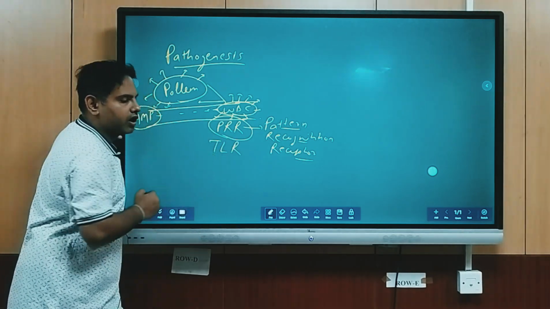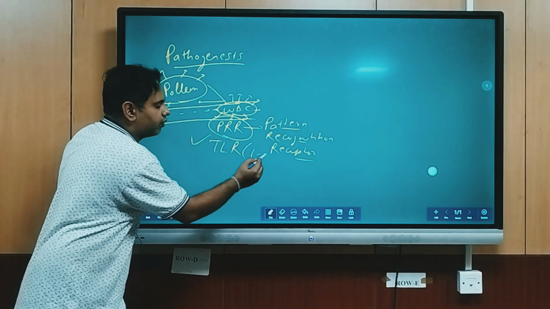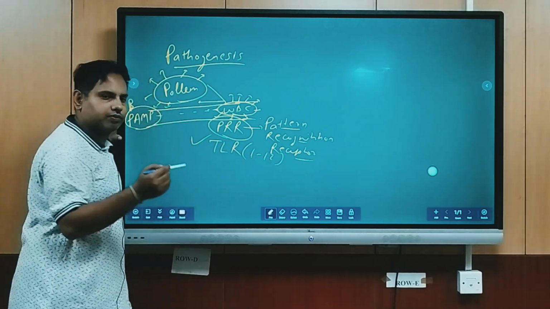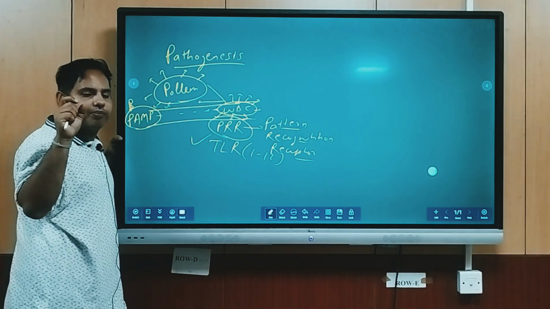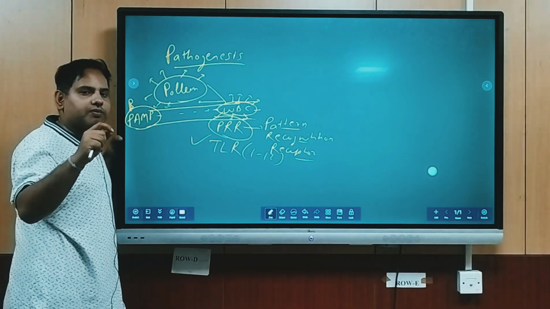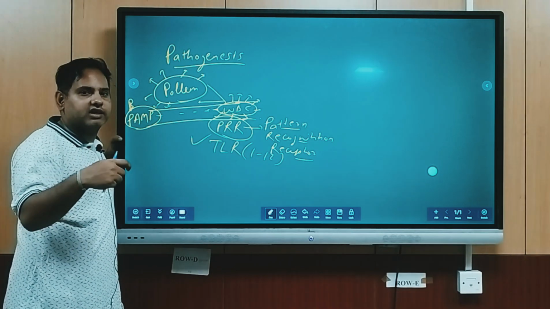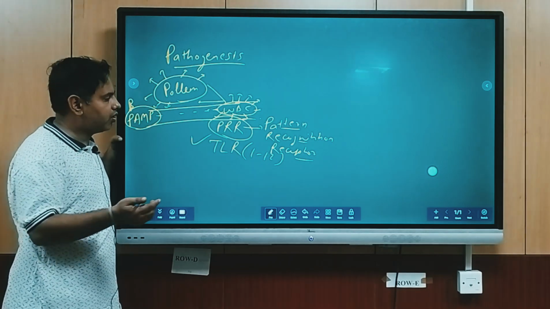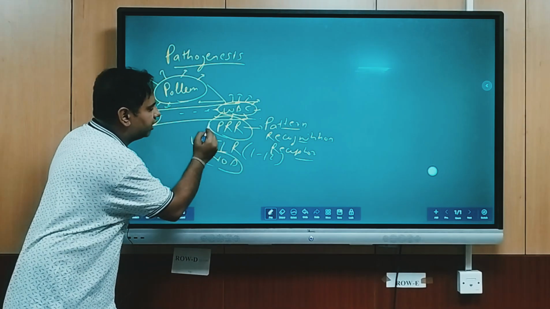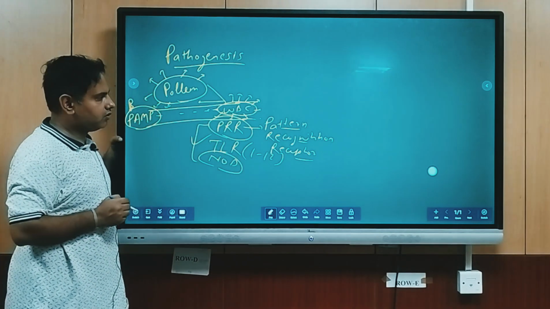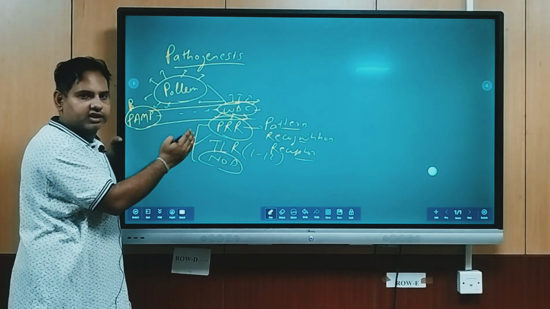Under PRR, I told you, there is TLR, toll-like receptors, which are one of the PRRs, and there are many toll-like receptors, TLR 1, 2, 3, 4. A particular type of toll-like receptor will sense a particular part of the pathogens, like some are sensing bacteria, some are sensing viral pathogens, and so on. Then there are NOD-like receptors as well, which are also under the category of PRR. So these will sense pollen as an exogenous substance.